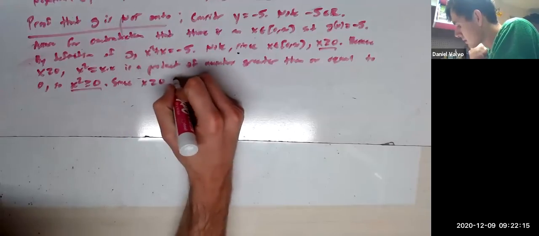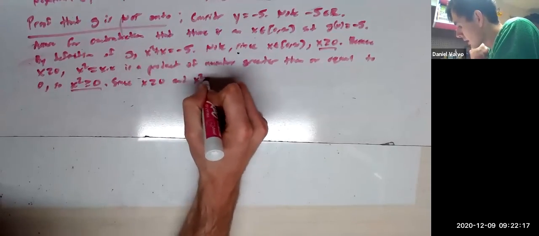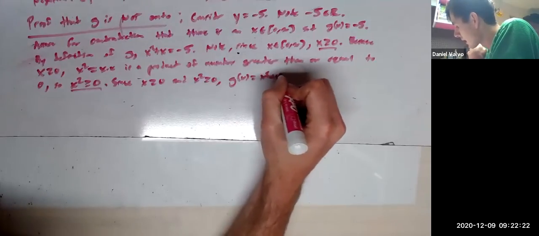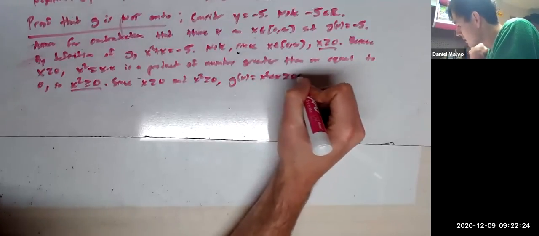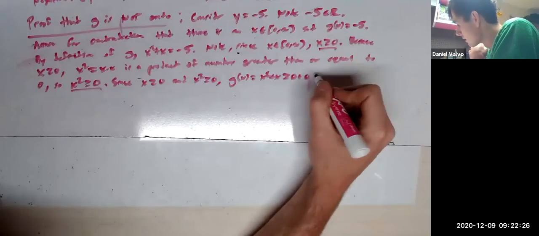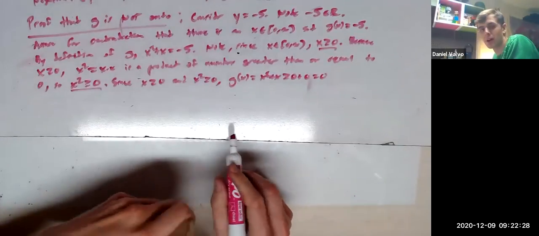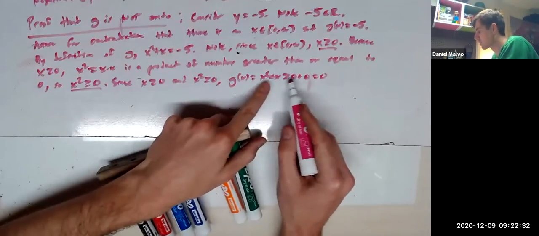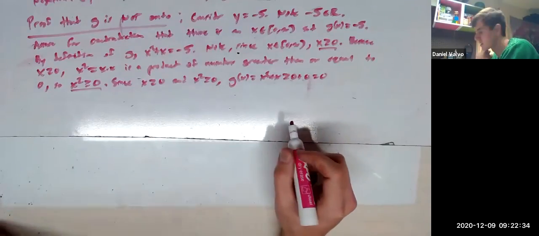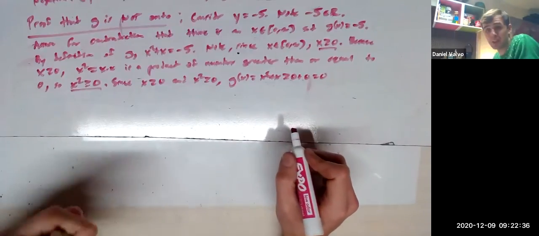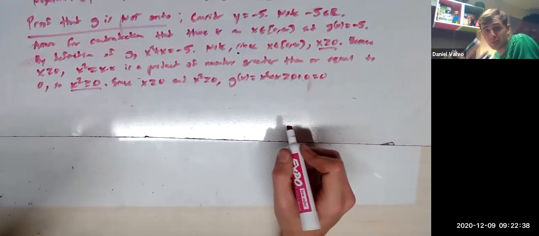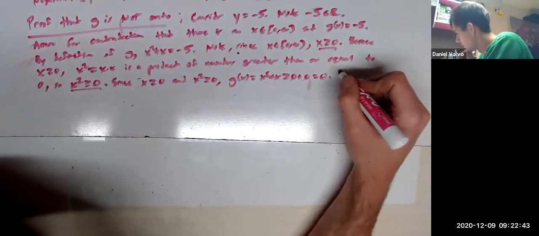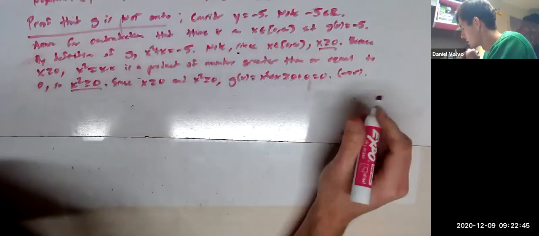Since x is greater than or equal to 0 and x squared is greater than or equal to 0, g of x, where g equals x squared plus x, is greater than or equal to 0 plus 0, which equals 0. If you have a sum of two things, each greater than or equal to 0, the sum works out. So g of x is non-negative. G of x is greater than or equal to 0. And this is a contradiction.